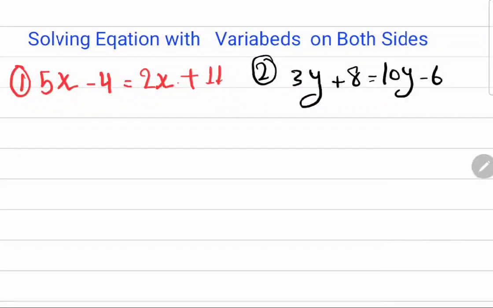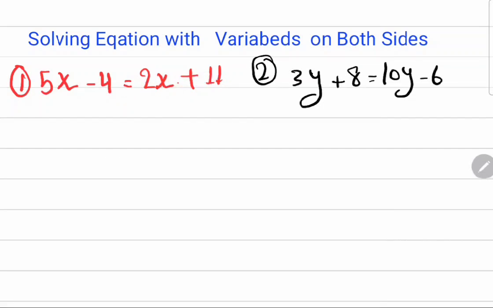just want the variable on one side. Then we can look to solve. Let's jump into our examples and see what this looks like. Starting with number 1, where we have 5x minus 4 equals 2x plus 11. So we need to figure out what x equals.